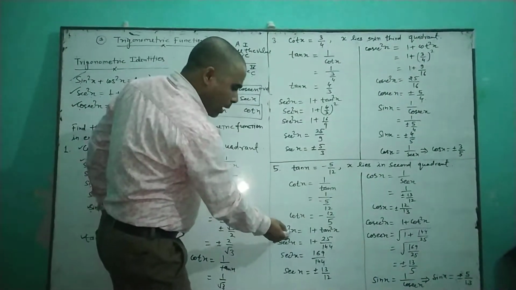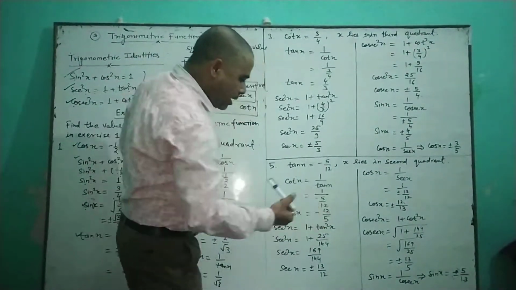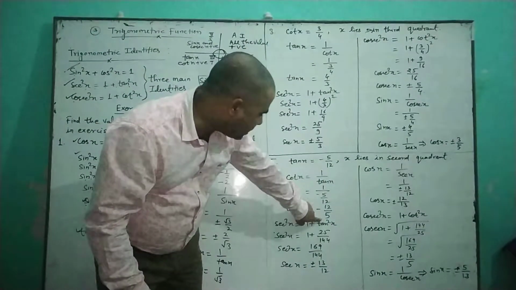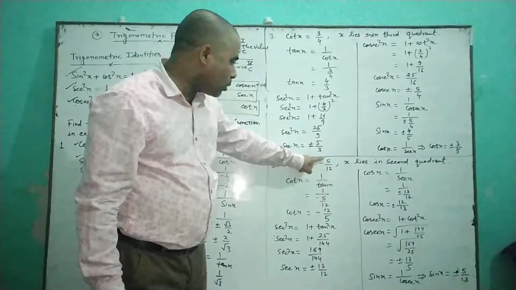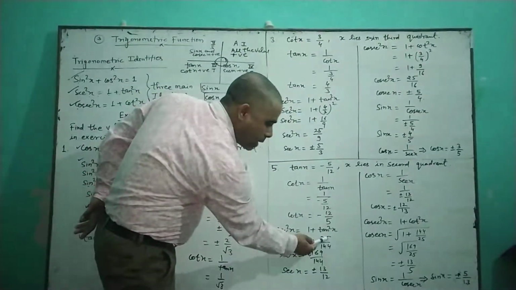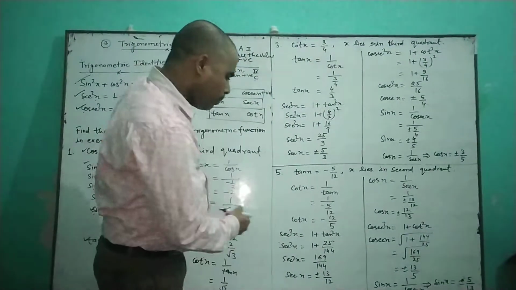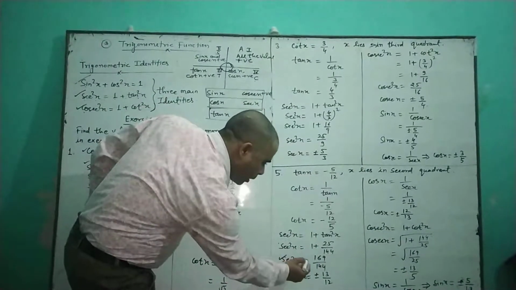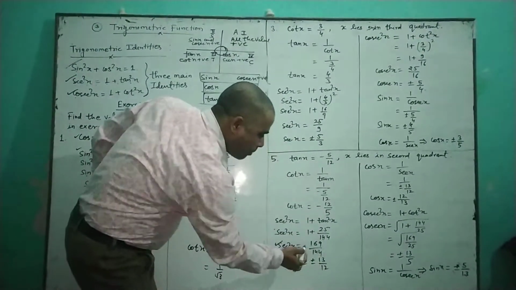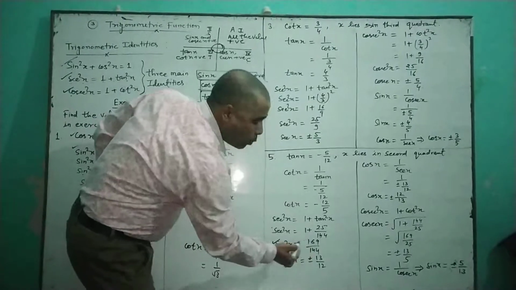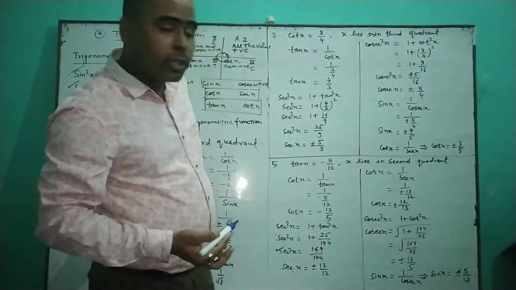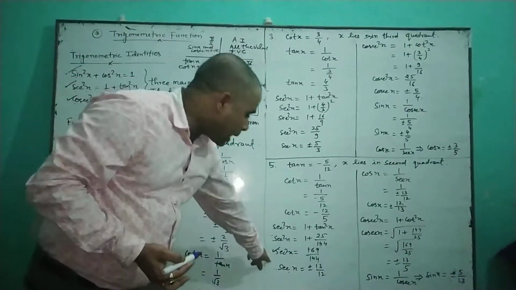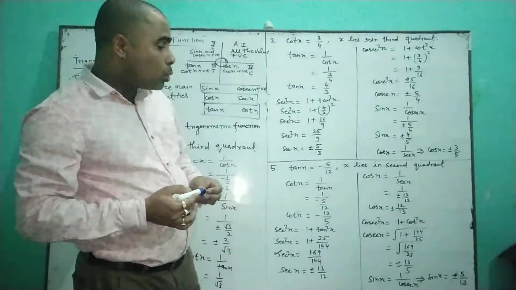Then sec square x is equal to 1 plus tan square x, and the value of tan x is minus 5 by 12. The square of it is 25 by 144. We write here 25 by 144, and sec square x is equal to, taking LCM, 169 by 144. Sec x is equal to the square root of 169, which is 13, and the square root of 144, which is 12. So sec x is equal to plus minus 13 by 12.